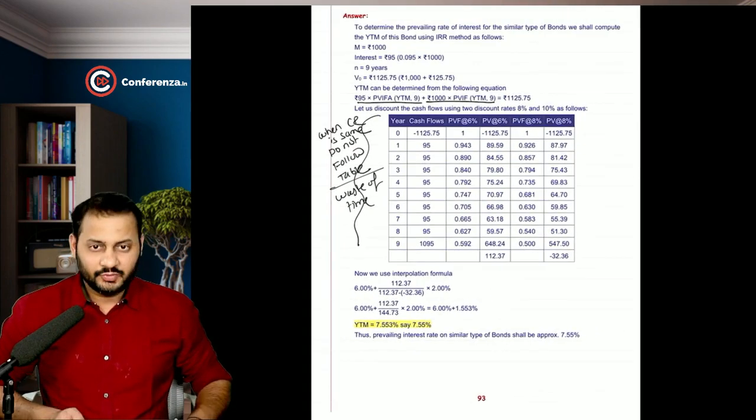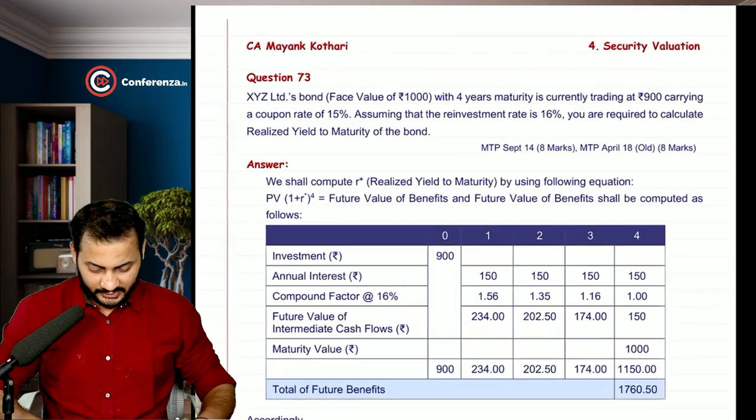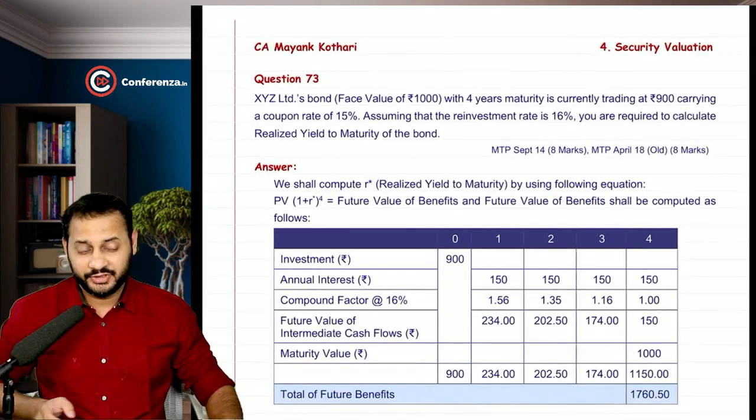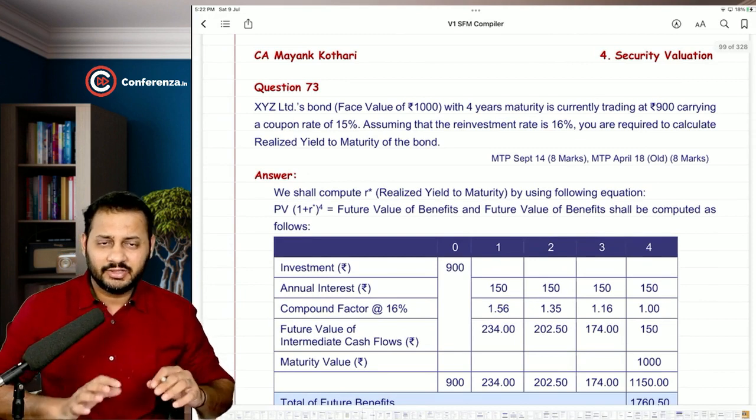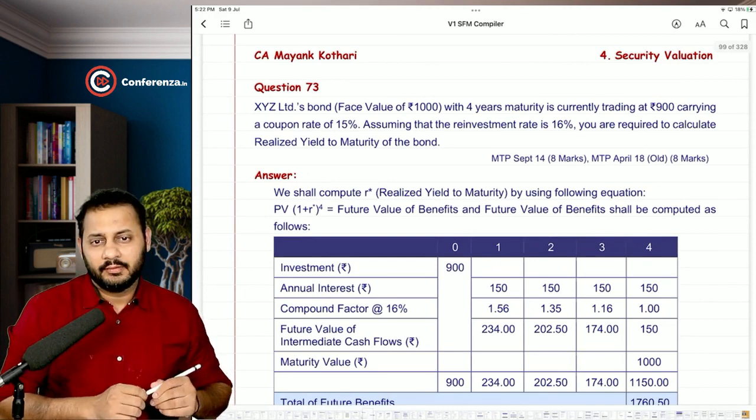Okay, so welcome back, and let's have a look at another question. Question number 73. You are going to enjoy this. This is going to be on the new concept, that is realized yield. Actually it is not a new concept, but let's read it and then I will discuss it.